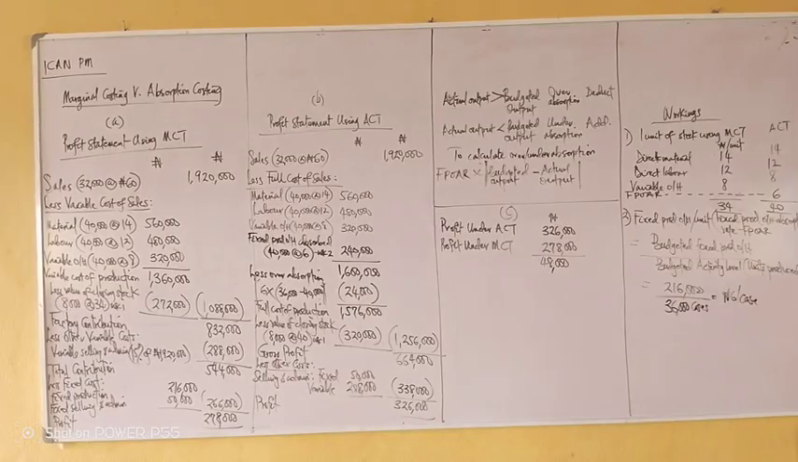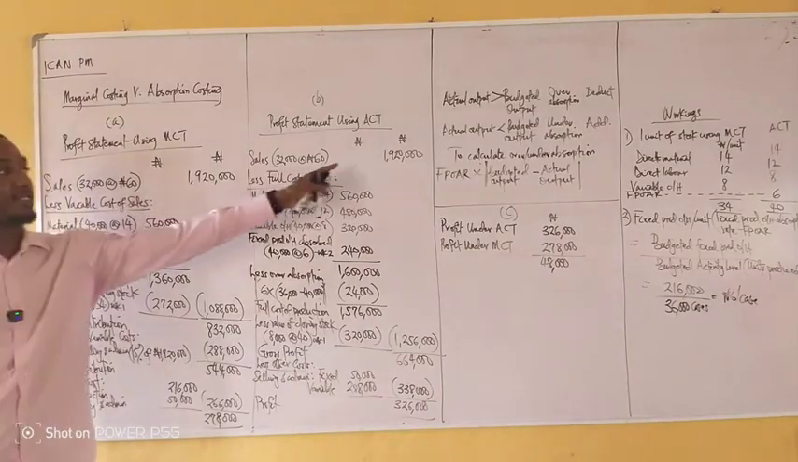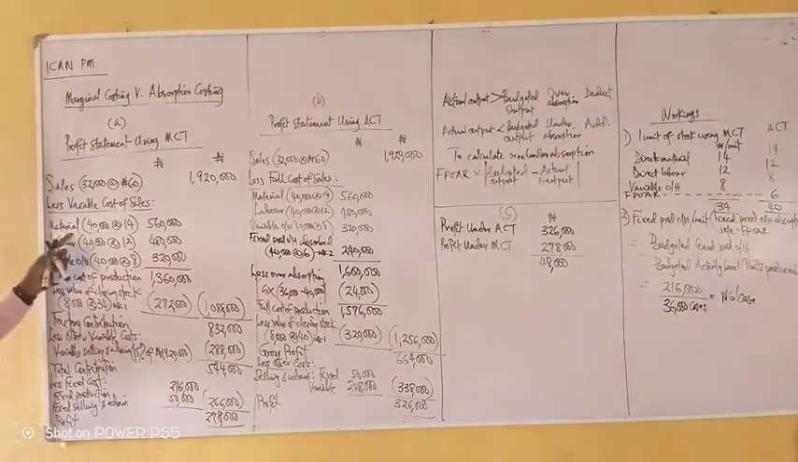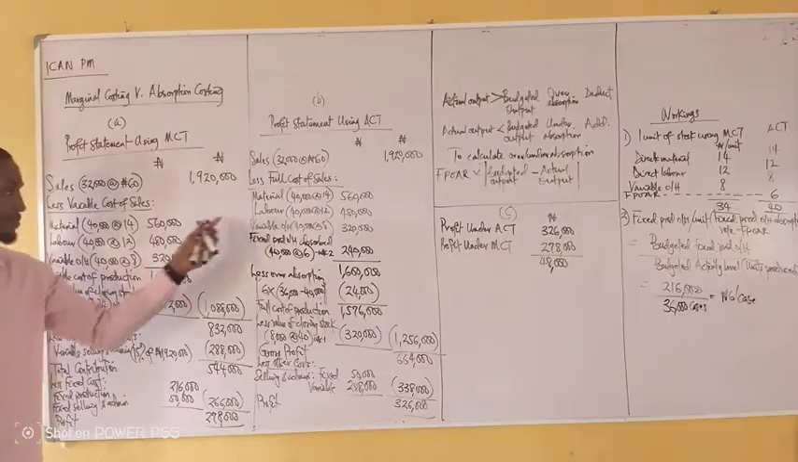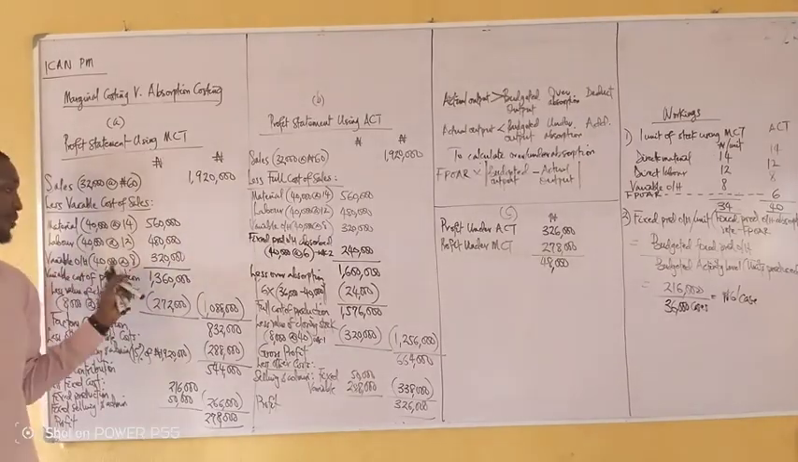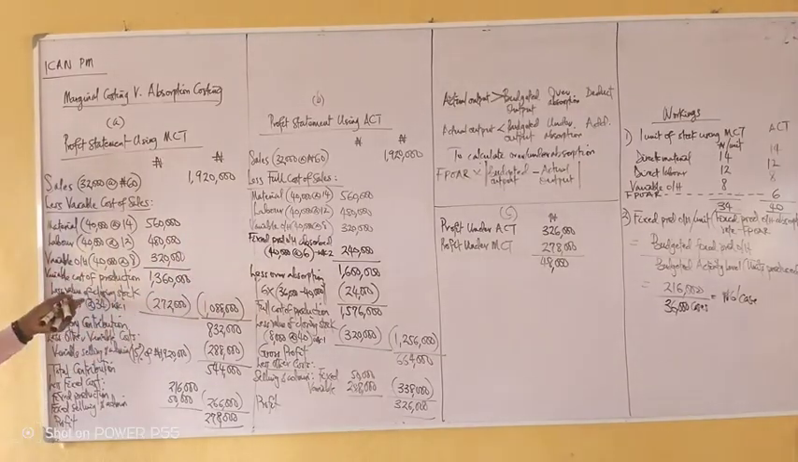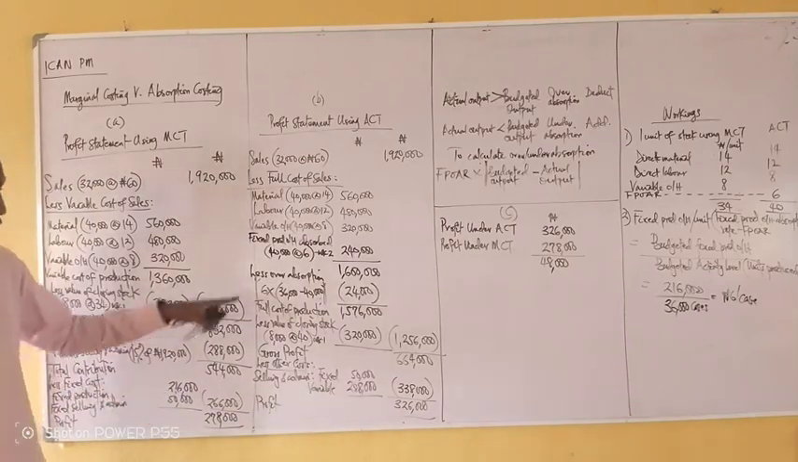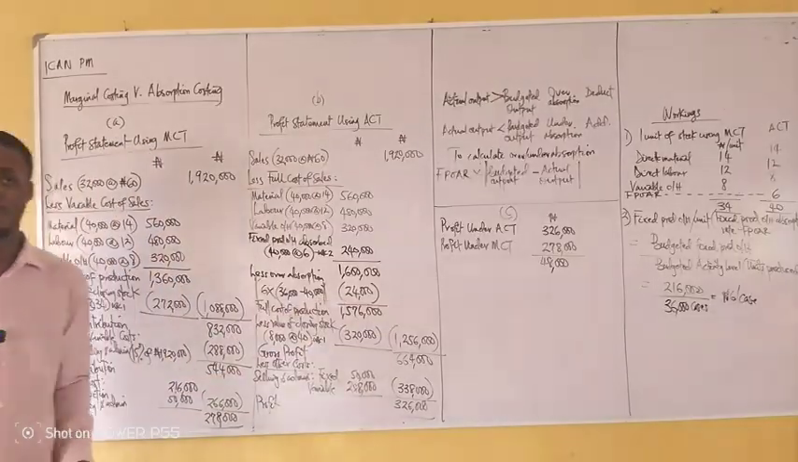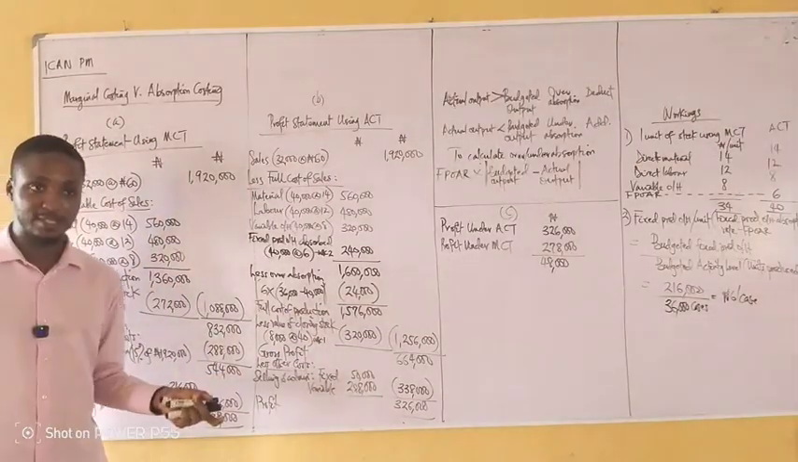Is it the sales? The sales here is the same thing. Is it the material? No. Is it the labor? Variable overhead? Is it fixed overhead? Yes. How is it fixed overhead? Fixed overhead here that we treated here, where is it? Is 216. Yes. The one here is 240 minus 24, which is still 216. So it's still the same.